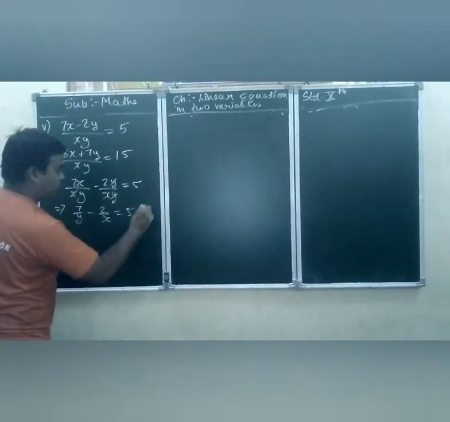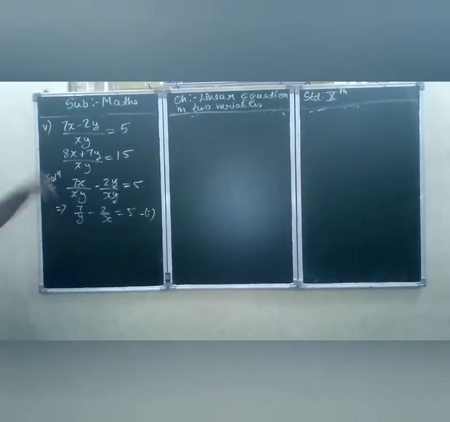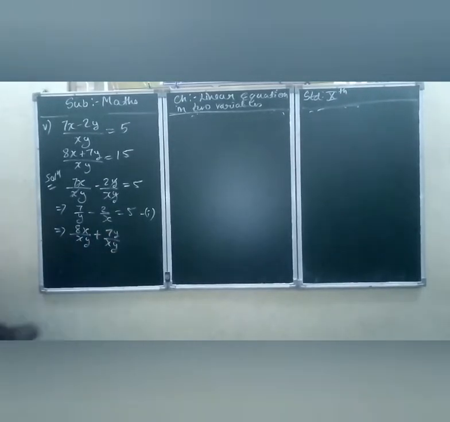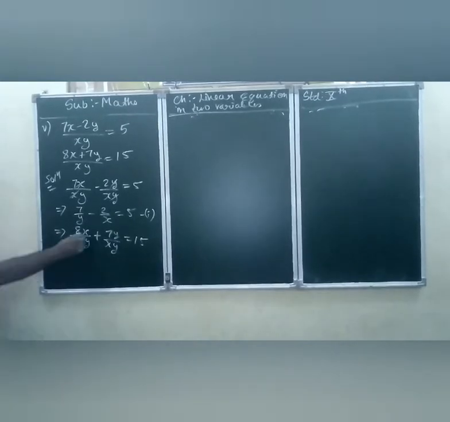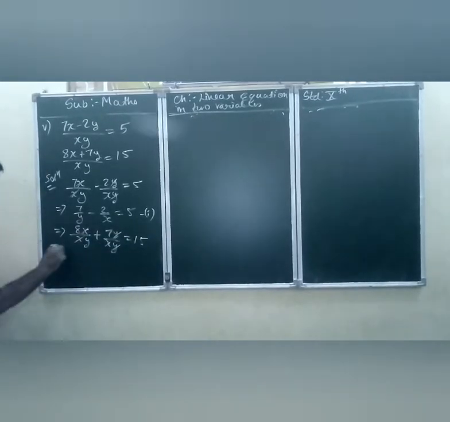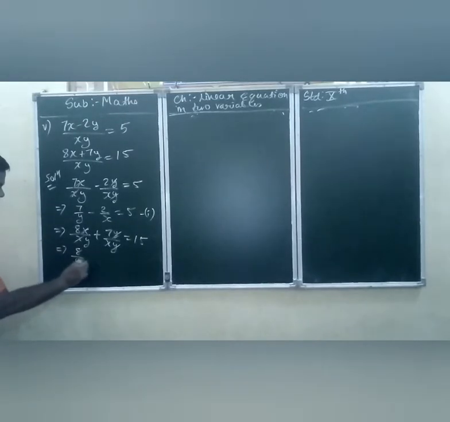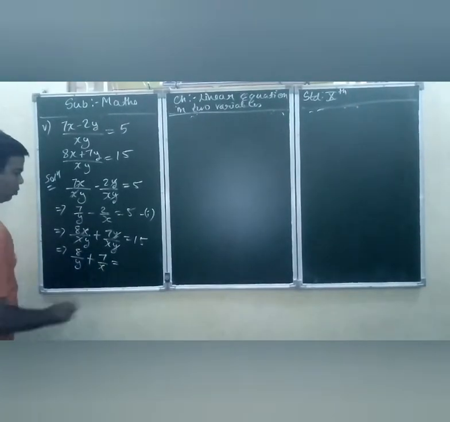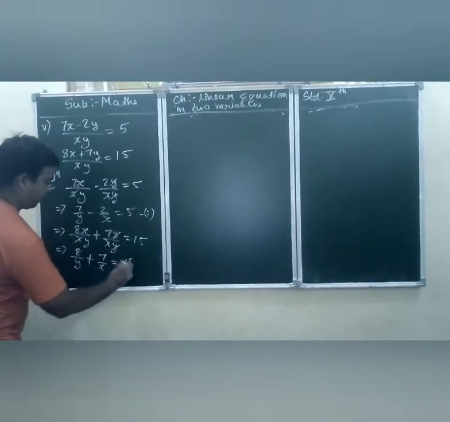So now this is the first equation. The same we do for the second equation: 8x by xy plus 7y by xy is equal to 15. Now x is cut, y is cut. So 8 by y plus 7 by x is equal to 15.